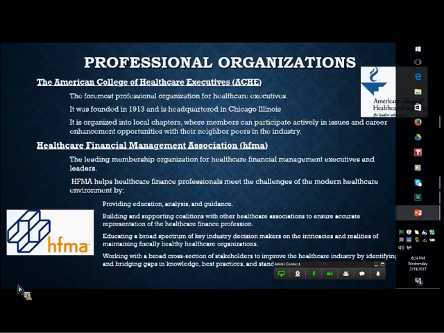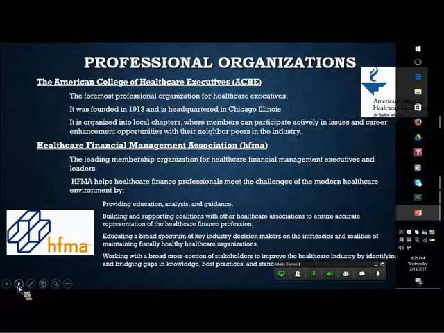And then some of the professional organizations that I found was the American College of Healthcare Executives, and that one's the leading professional organization for healthcare executives. It was founded in 1913 and is headquartered in Chicago, Illinois.